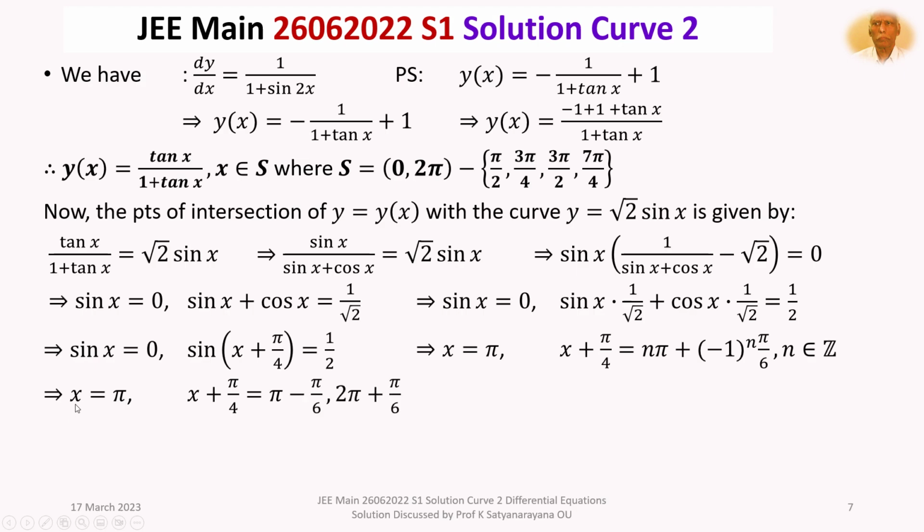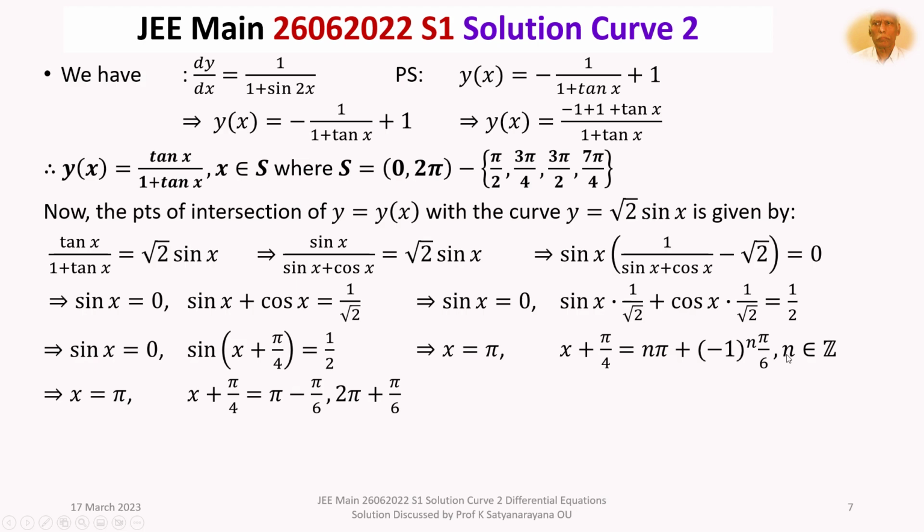Now this will imply, x plus pi by 4 is equal to, for n is equal to 1, pi minus pi by 6. For n is equal to 2, 2 pi plus pi by 6. Now we may ask a question, sir, n belongs to Z. There are several values of n that belong to Z, and we have taken only n is equal to 1 and 2. Why? If you take n is equal to 0, the x value is negative and the negative values are not there in S.